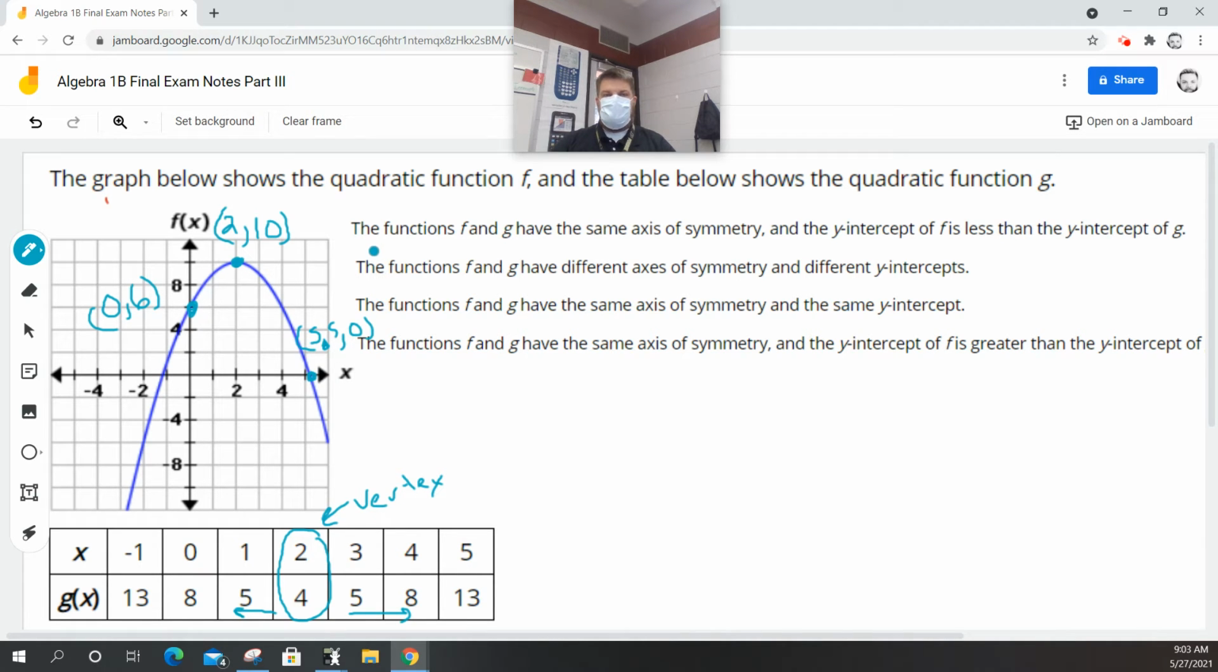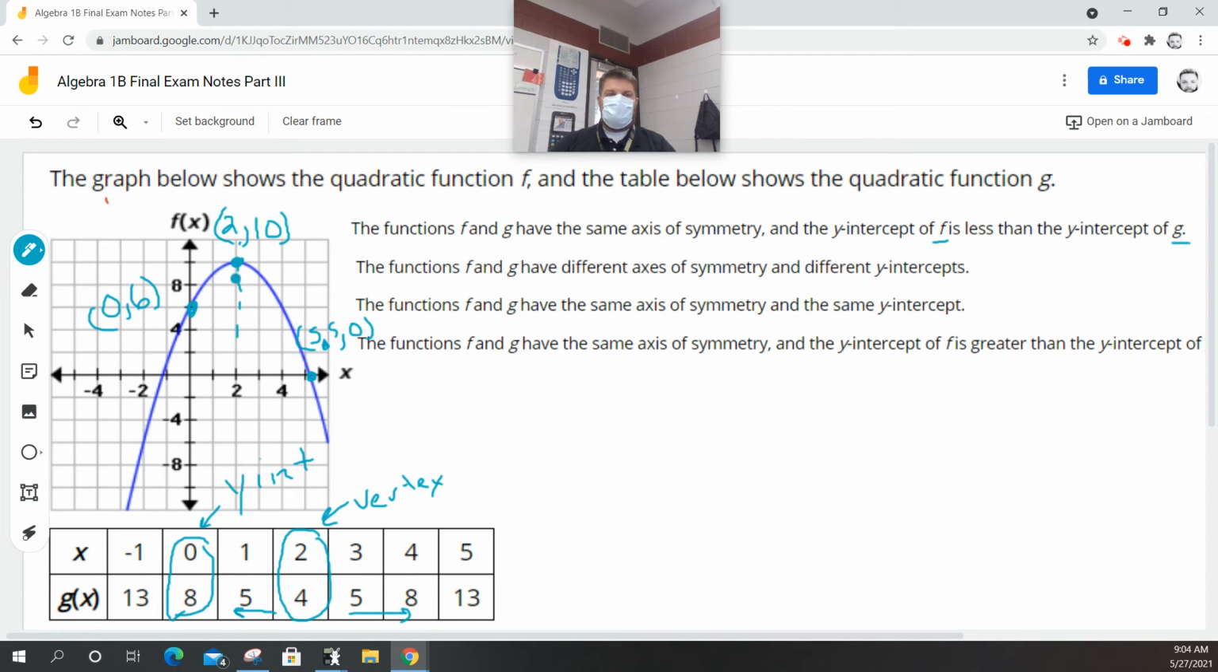The first one says the functions f and g have the same axis of symmetry, and the y-intercept of f is less than the y-intercept of g. Well, the y-intercept occurs when x equals 0. So this is the y-intercept, and it says f is less than g. Well, that's true. And then the axis of symmetry goes through the vertex.